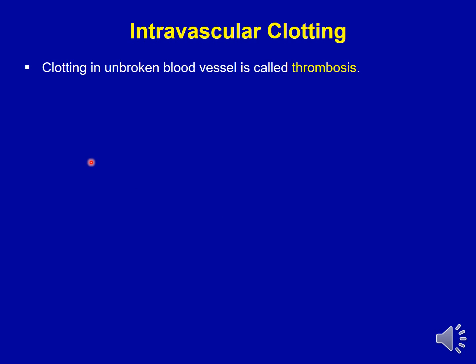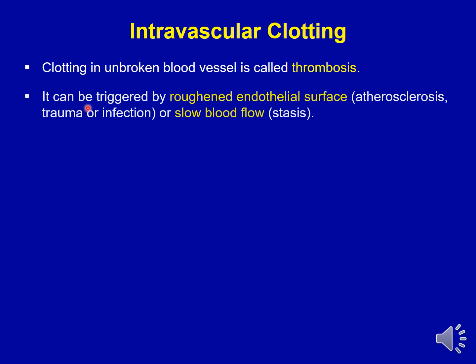Intravascular clotting. Clotting in an unbroken blood vessel is called what? It is called thrombosis. This thrombosis usually occurs due to roughness of the endothelial surface, occurring in atherosclerosis, with trauma, and with infection, like that present nowadays in coronavirus infection or in some patients with COVID-19 infection. What has happened in them? They have formation of thrombi in their blood vessels.